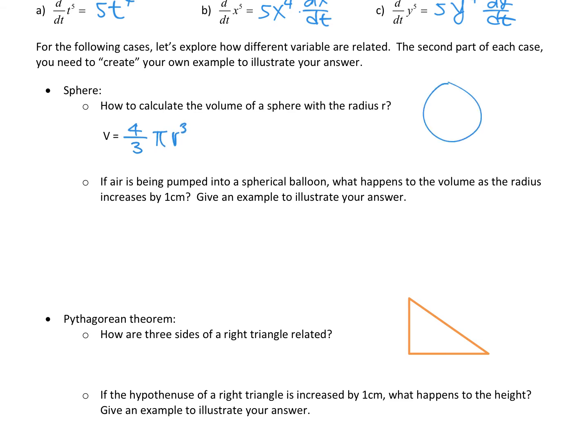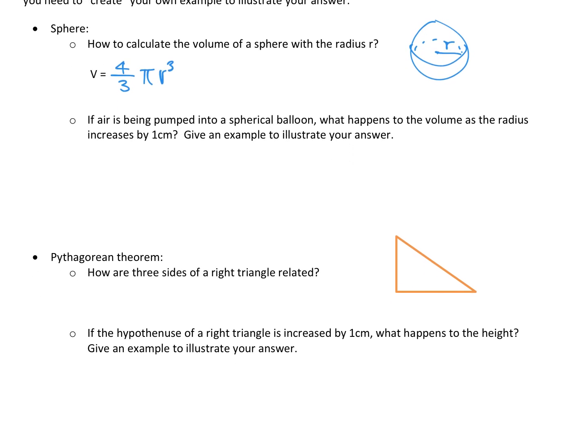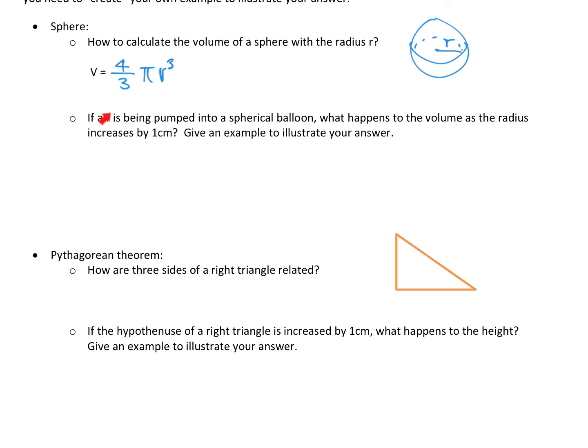A sphere is basically a ball. A circle is 2-dimensional space. A sphere is a ball, so the radius is r. Volume is what's filling the inside of the ball. It's 4 over 3 pi r cubed, right? So that's that. It says if air is being pumped into a spherical balloon, so they have a balloon, the sphere, what happens to the volume as the radius is increased by 1 centimeter?